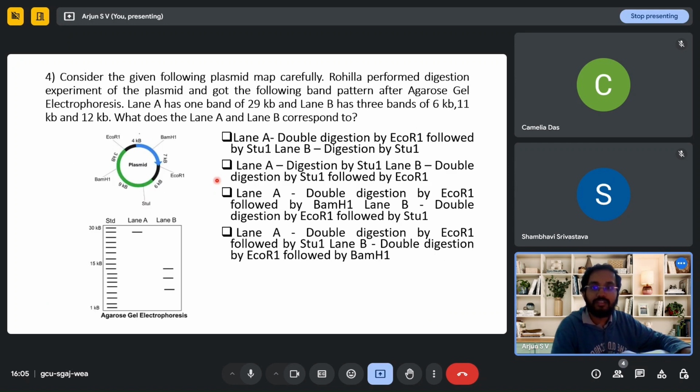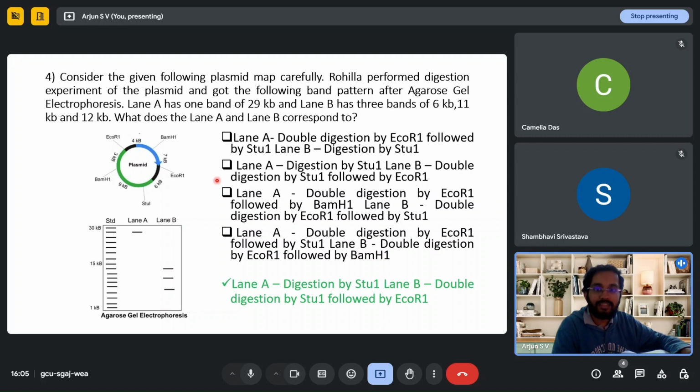Option D. They are given a plasmid map and a gel electrophoresis diagram. Based on the plasmid map and its restriction sites, we have to correlate the gel electrophoresis diagram and the plasmid map and see which one will be the correct option. We discussed this, and the correct option is option B, where lane A is digestion with BamH1 and lane B is double digestion with BamH1 followed by EcoR1.